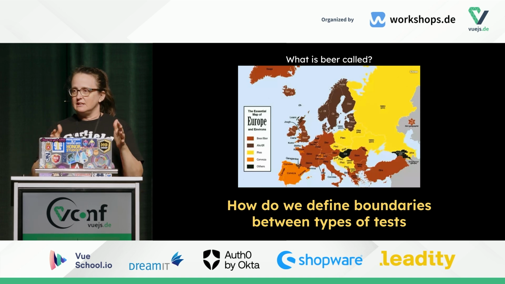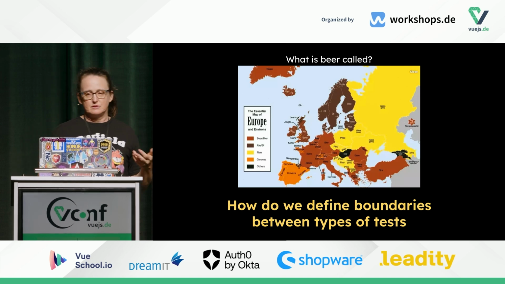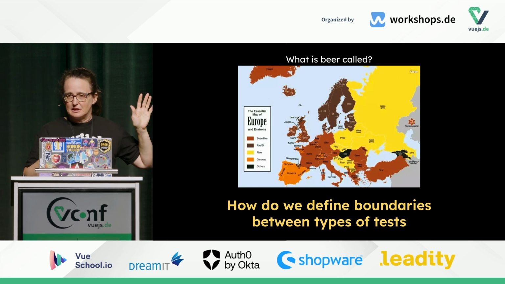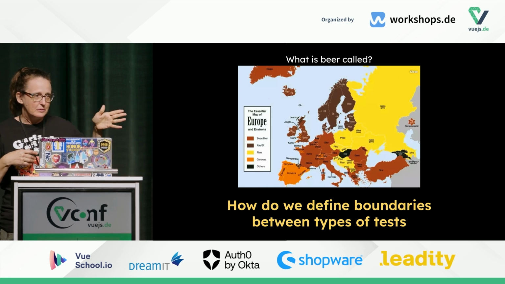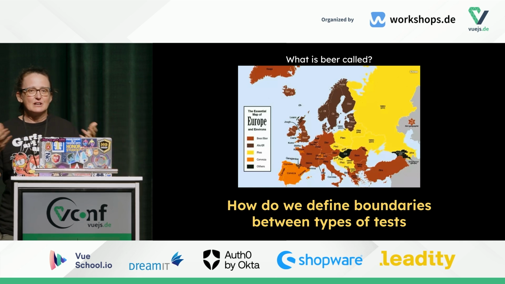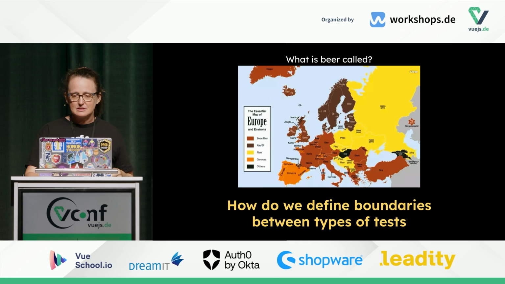And then you need to define sort of the boundaries between the types of tests. So when I'm in North America, I use this slide about what we call pop or soda or Coke, but I didn't think that would work here. So instead, we're going with beer. So what do different countries call beer, right? So we got to set up our boundaries.